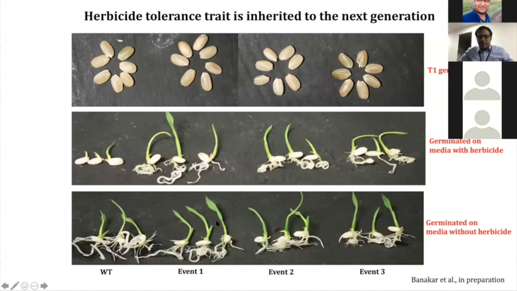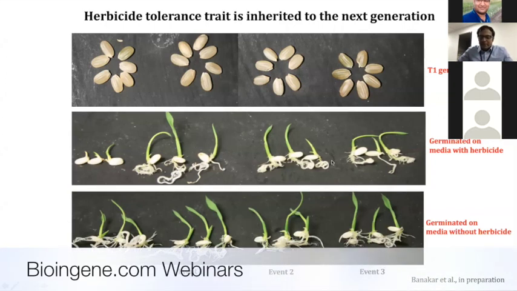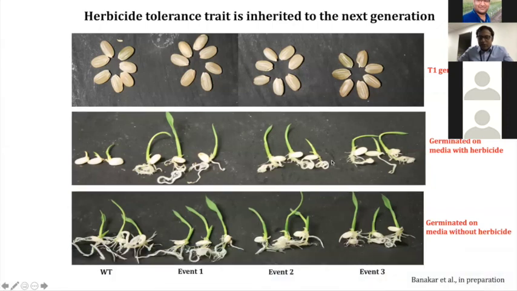So it means there is some amount of precise genome editing that happened, which makes these plants behave the same when there is no herbicide. And because of the HDR repair that went through, we have created a trait that is tolerant to a herbicide.